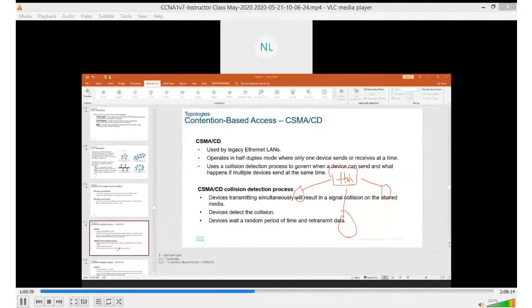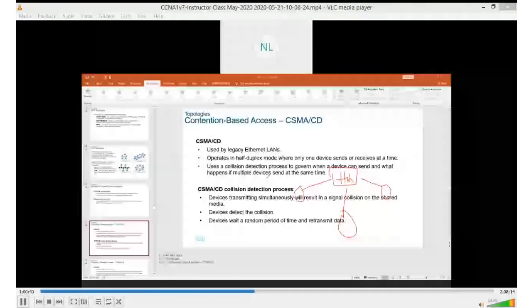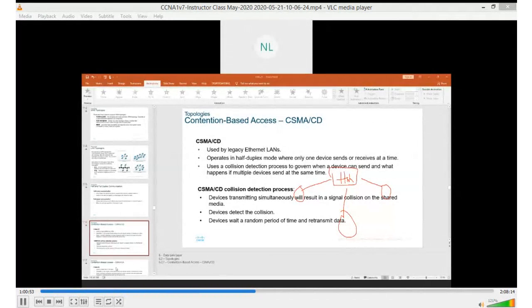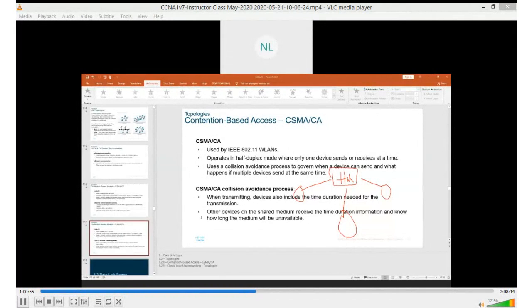But that is for the legacy local area network, the Ethernet that we used to have before. Nowadays we have switches, so this is no longer the case. They can both send and receive at the same time, so devices do not have to go and check if the switch is busy. But for wireless, they use carrier sense multiple access with collision avoidance. In the LAN, it uses collision detection. In wireless, it uses collision avoidance.